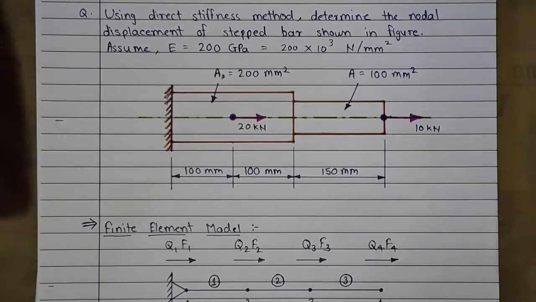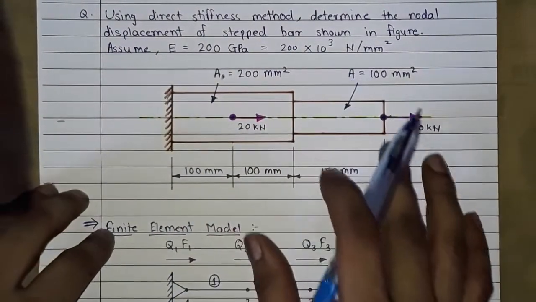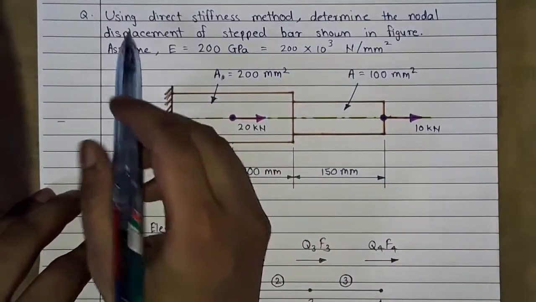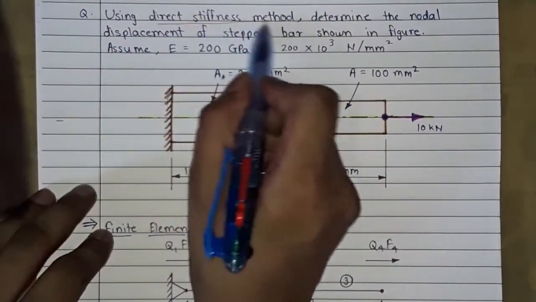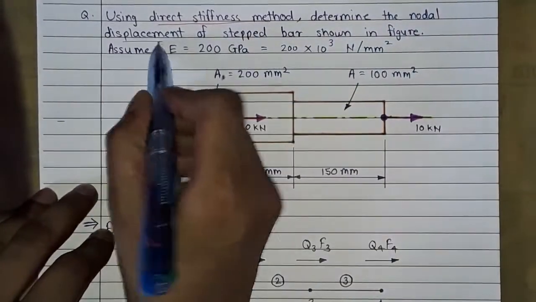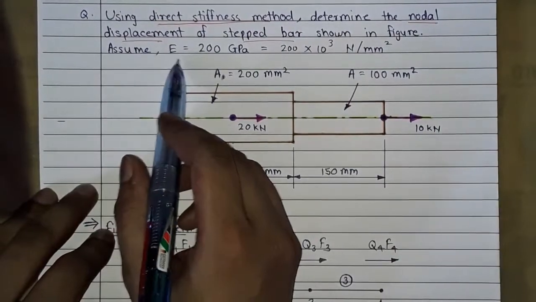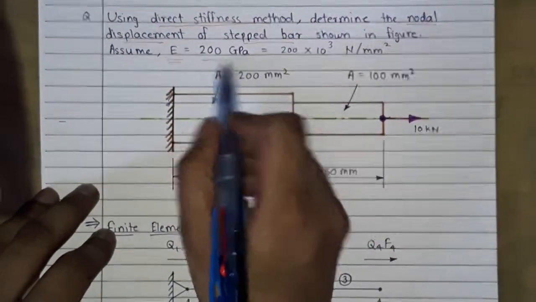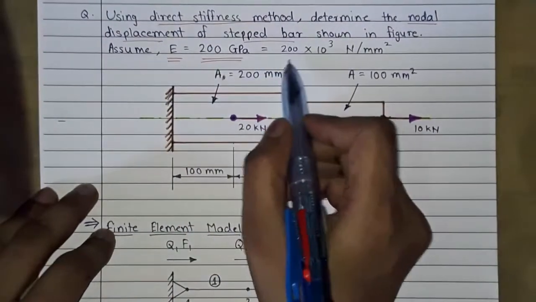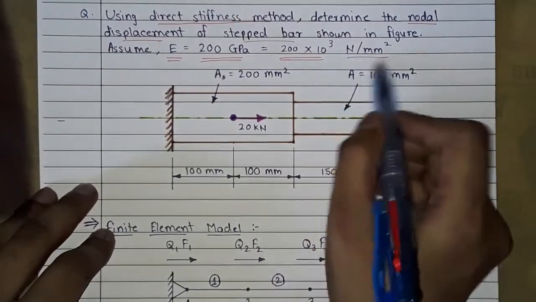Hello friends, welcome. This is the question which we are going to solve now. Here friends, the question is: using direct stiffness method, determine nodal displacement of stepped bar shown in figure. Here we have assumed E, that is Young's modulus, is equal to 200 GPa, that is 200 into 10 raised 3 Newton per mm square.